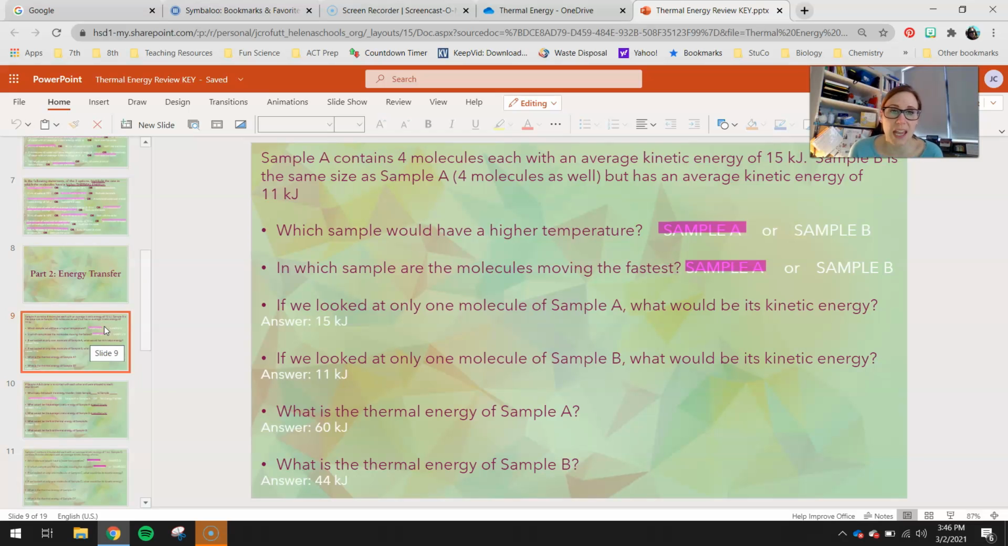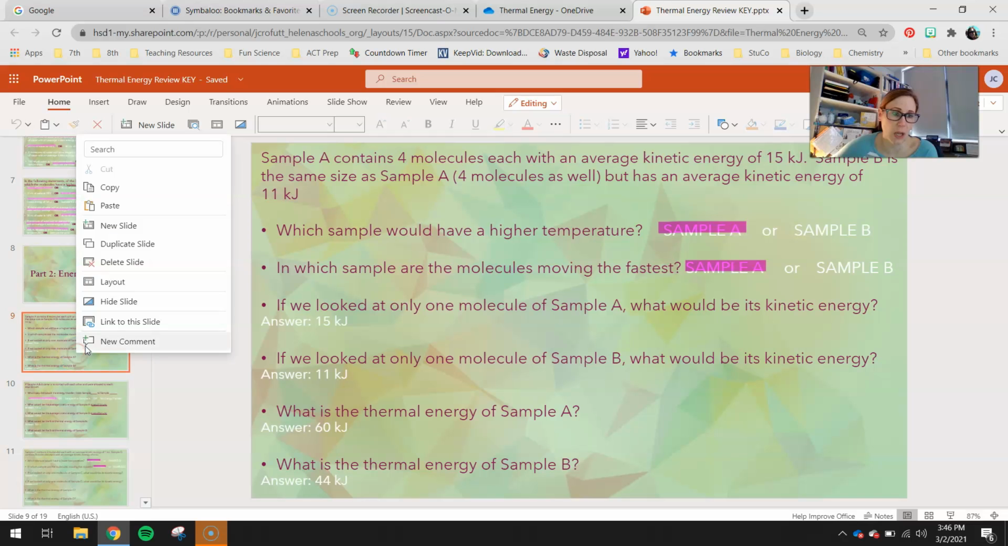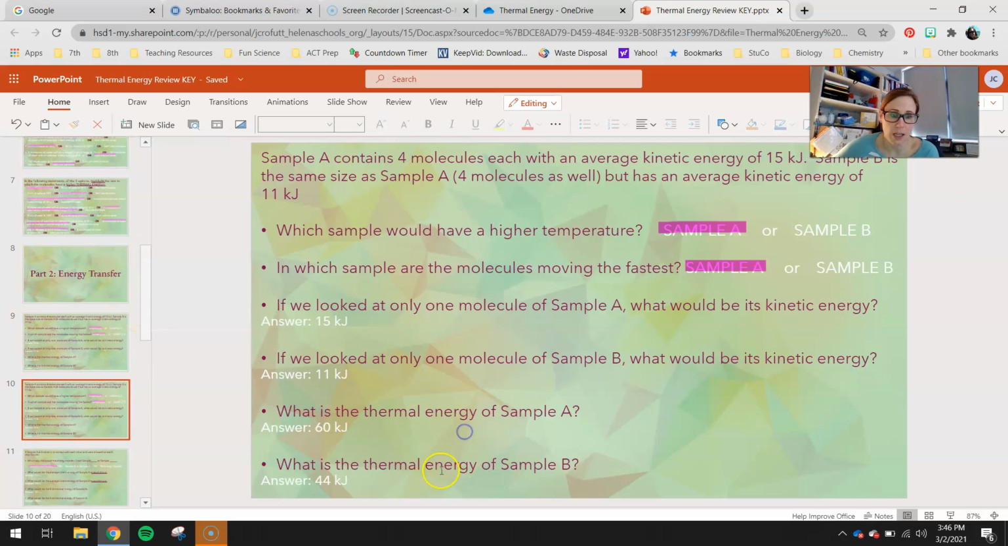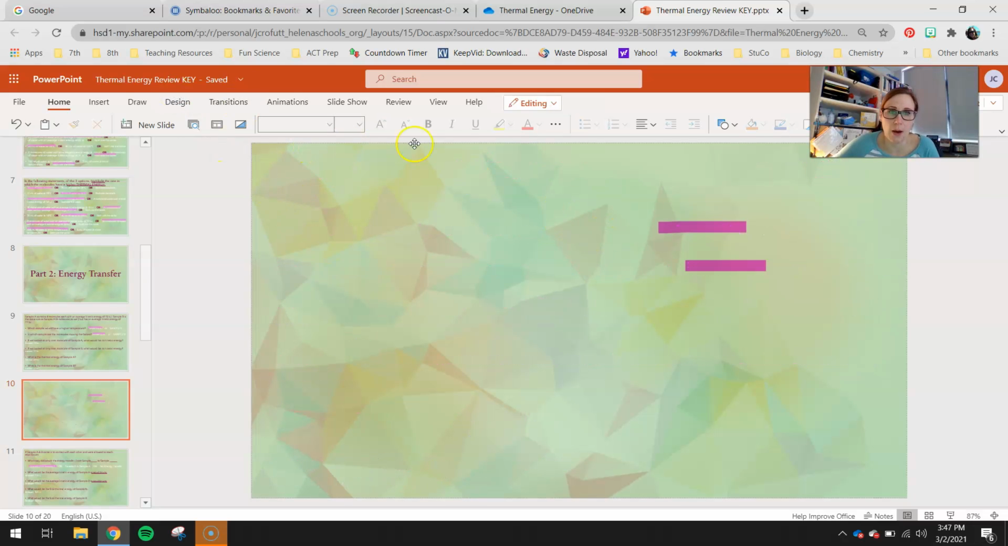All right, so sample A contains 4 molecules, each with an average kinetic energy of 15 kilojoules. Sample B is the same as sample A, 4 molecules as well, but has an average kinetic energy of 11 kilojoules. So let's take a look at what one of these might look like. I'm going to duplicate my slide here, erase everything on it, and use my draw tool to draw this out.